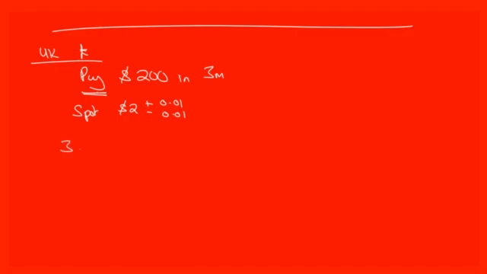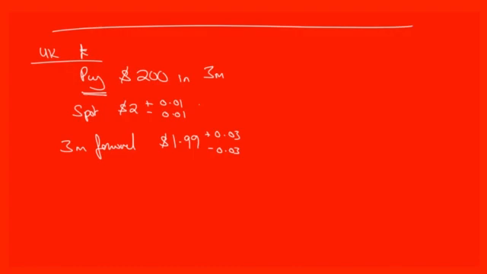The 3-month forward rate would be, let's say, 1.99 plus or minus 0.03. Notice it's a bigger spread. The whole point of this spread, the 0.01 and the 0.03, is that's how the bank makes their money. And it's a bigger spread because there's more uncertainty, because it's in 3 months' time.